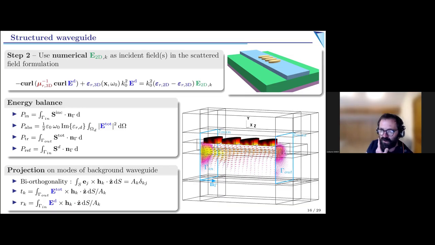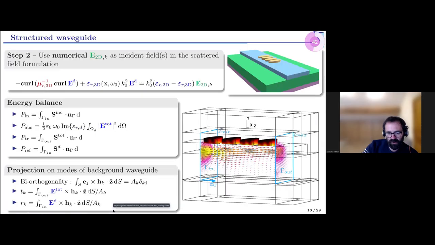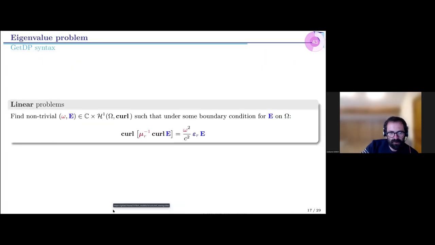This is a model that we've set up with my colleague Gilles Renversé. It's not available on the GitLab yet. It's on the Fresnel GitLab. I will change it, but yes. Now I mentioned eigenvalue problems. Let me quickly show you how it goes in GetDP.